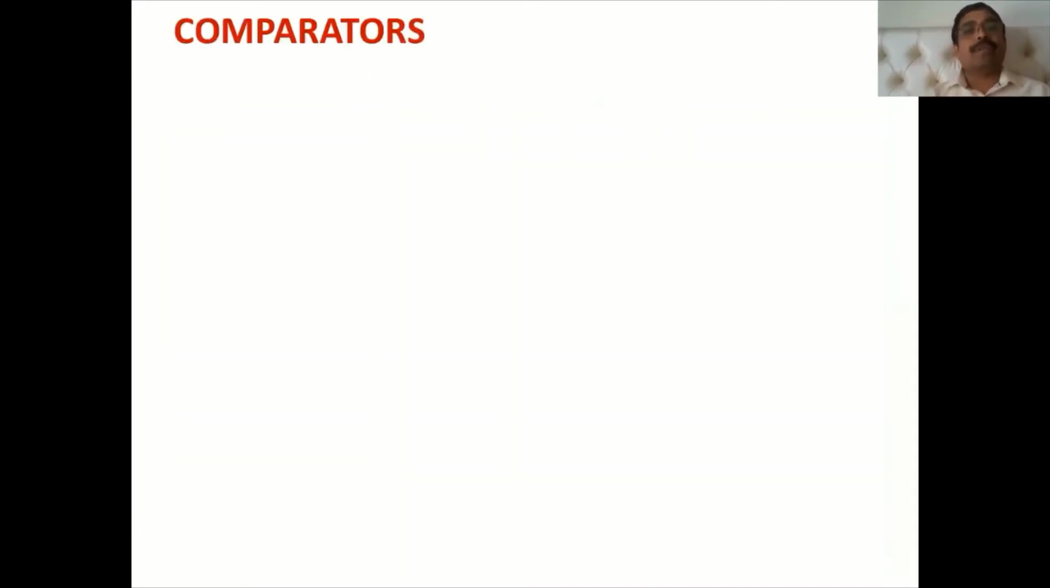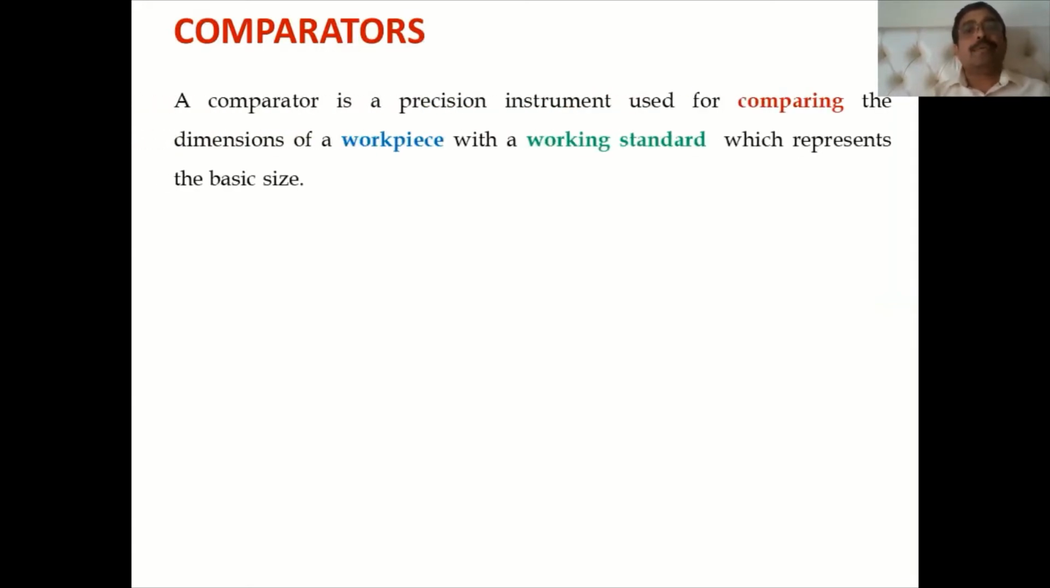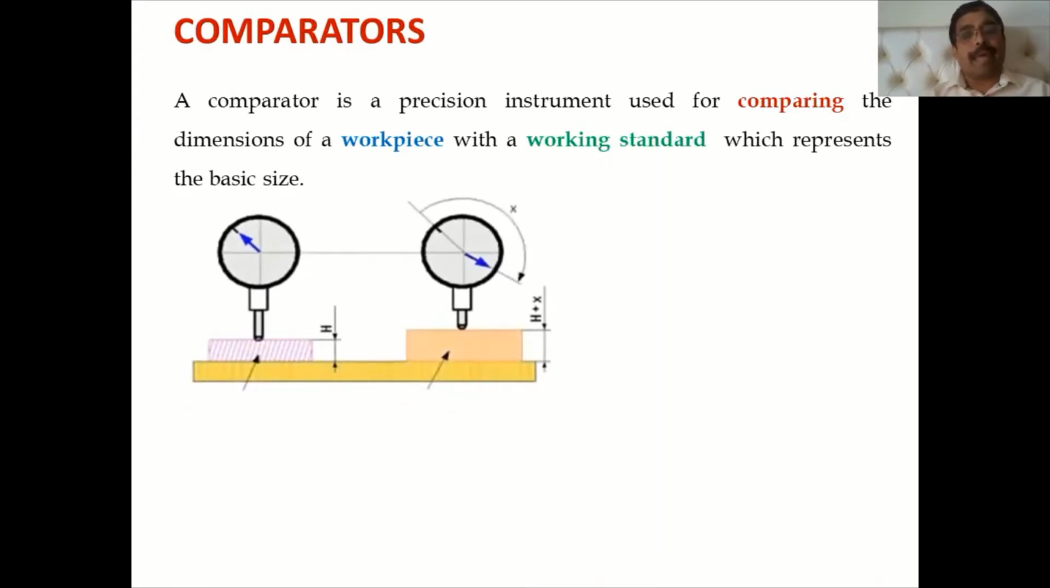First part will go for the comparator, that is the definition of the comparator. For that I will put one example there and I'll also read the definition. A comparator is a precision instrument used for comparing a dimension of workpiece with a working standard which represents the basic size. What it means, my friend, here when you are talking like this, first of all, the working standard means the slip gauge I had taken, which acts as a masterpiece, right?